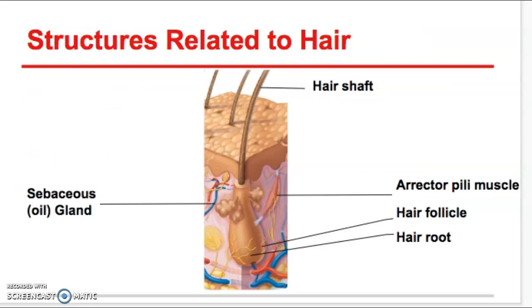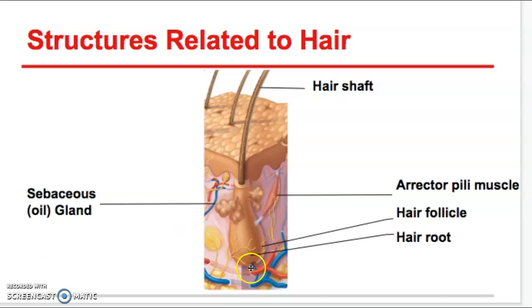We're going to go through some of the structures of skin, and we're going to start with hair. We have hair almost all over our body. The only place we don't have hair is those areas that have thick skin, right? We don't have hair on the palms of our hands or the soles of our feet. When we look at hair, we're going to start by looking at the follicle down here.